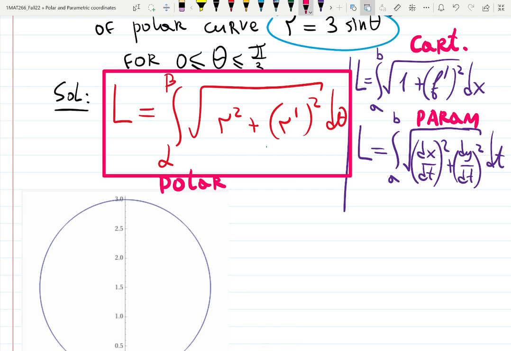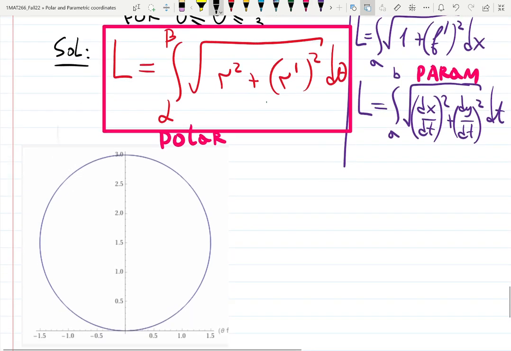Whoever is talking will be just solving the integral for me right now. I can hear it.